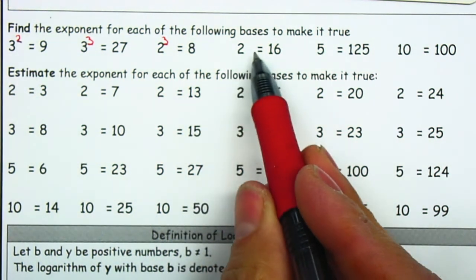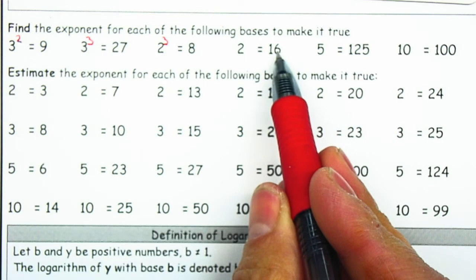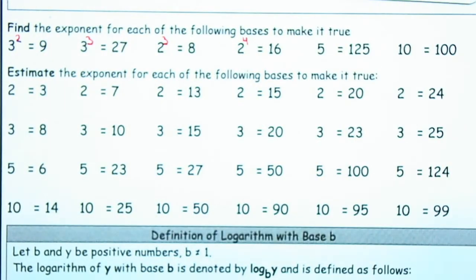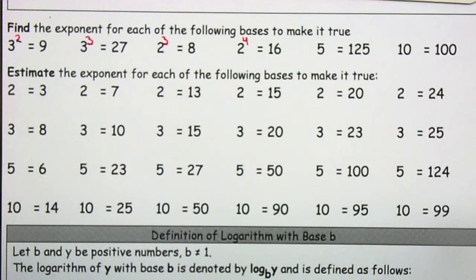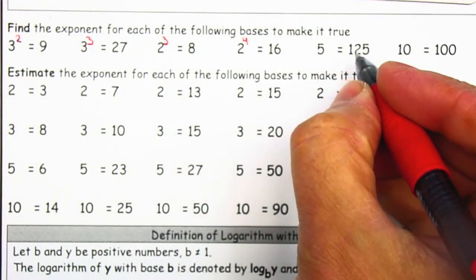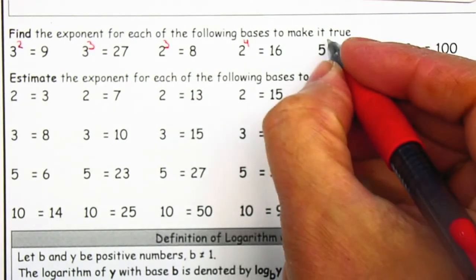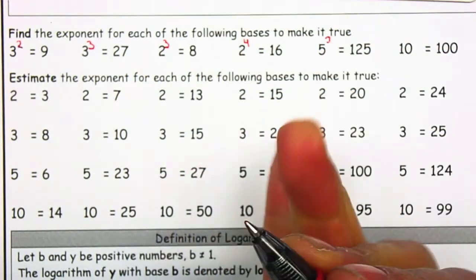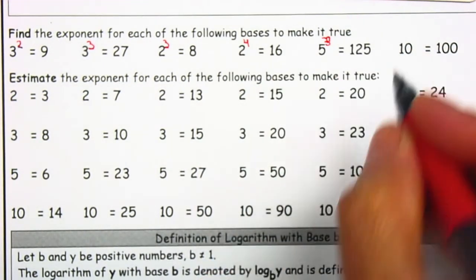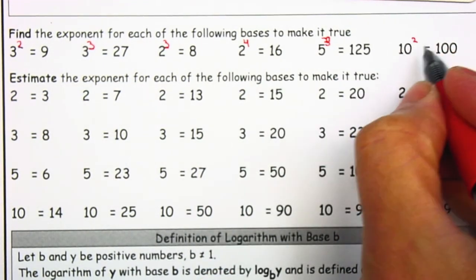2 to what exponent is equal to 16? So 2 to the 4th power. 5 to what power is equal to 125? We know 5 to the 3rd power because 5 times 5 times 5 is equal to 125. And 10 to the 2nd power is equal to 100.